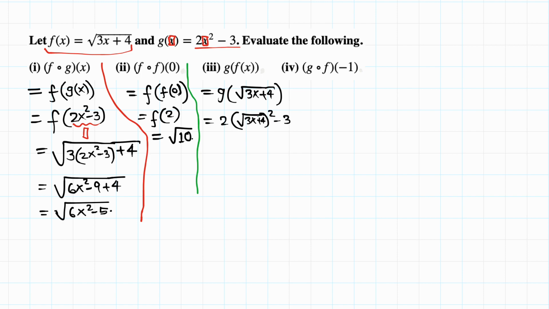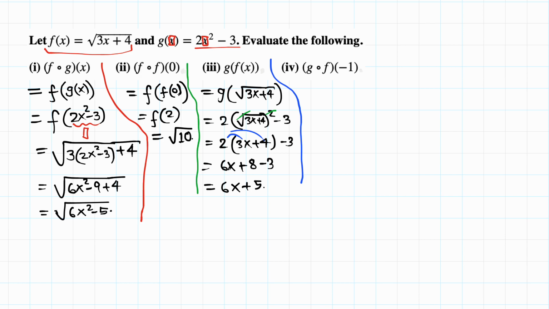Here the square root and the square cancel. That leaves 2 times the quantity 3x plus 4, and outside, minus 3. Now we need to simplify, so we can distribute. We get 6x plus 8 minus 3, that is 6x plus 5, since 8 plus negative 3 is plus 5. Okay, these are unlike terms, we can't combine them. That's it.